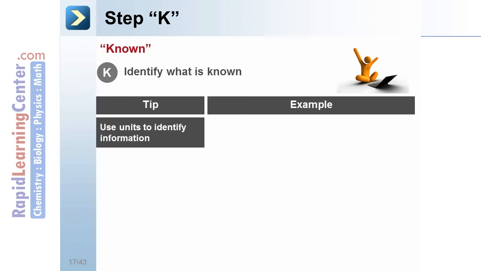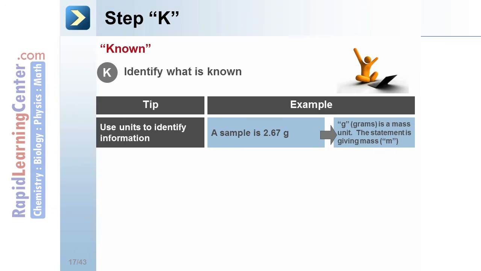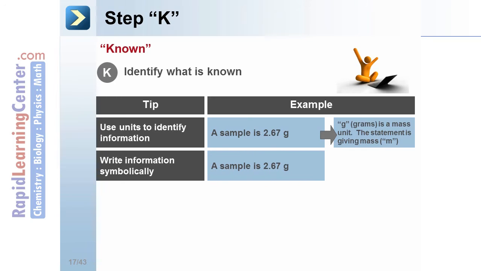Use units to identify information. Grams gives mass. Write information symbolically so that it's easier to read. Instead of in sentence form, write it symbolically. M equals 2.67 grams.